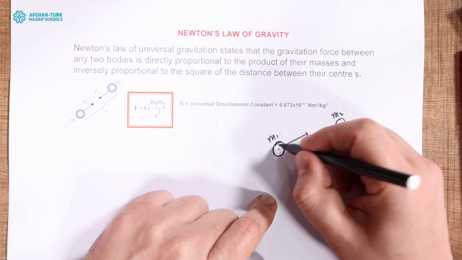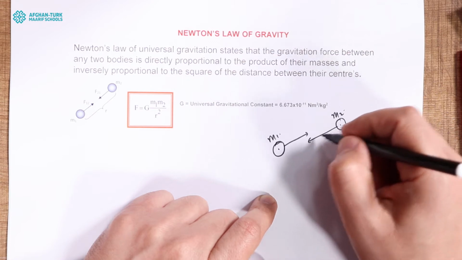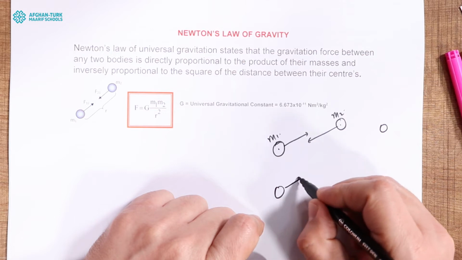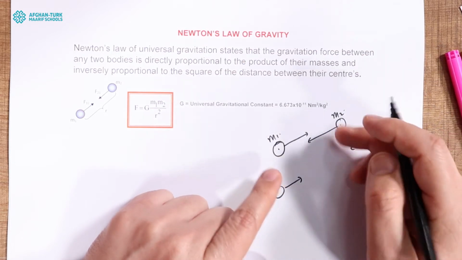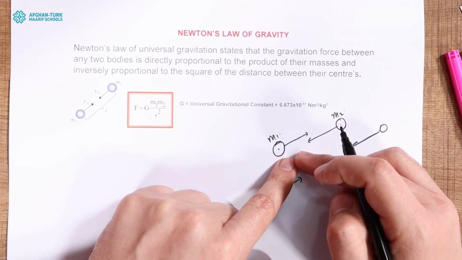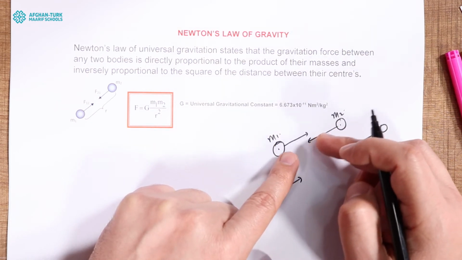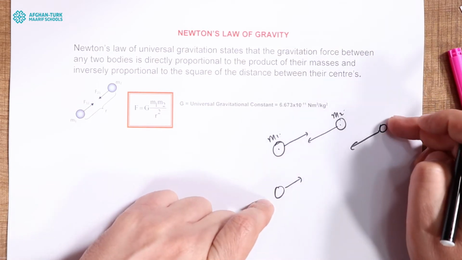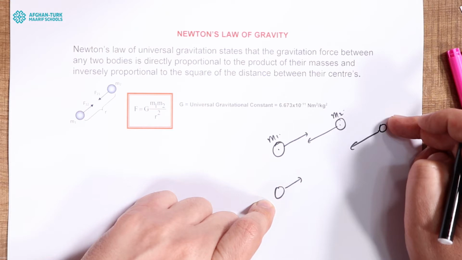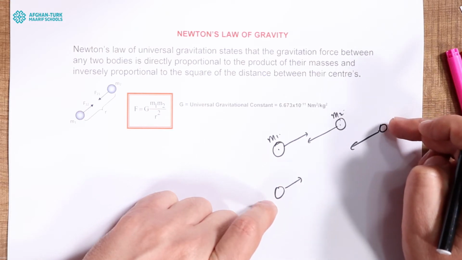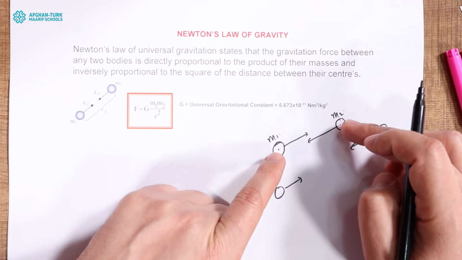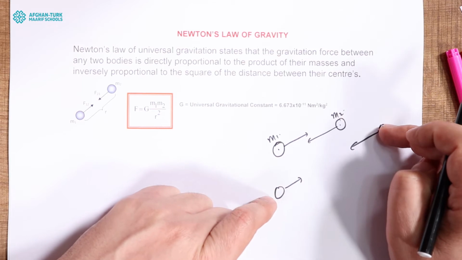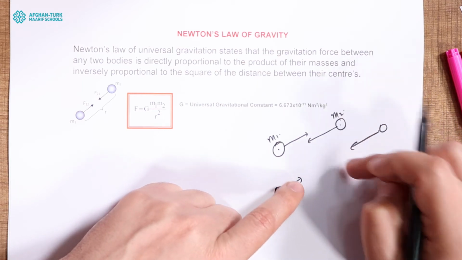The second thing is about distance. If we bring these two masses closer together, Newton says the force of attraction between them will increase, but if we increase the distance, the force of attraction will decrease. So if we decrease the distance, the force of attraction increases. If we increase the distance, the force of attraction decreases.